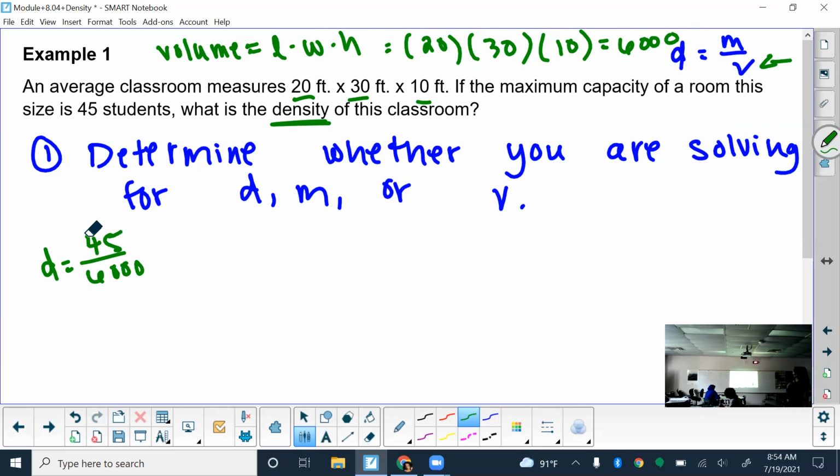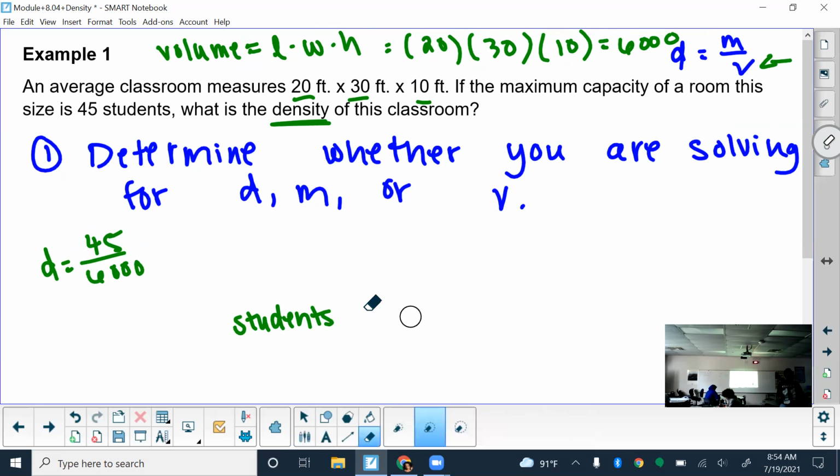So you might think of mass as weight sometimes, but it can also be people, things, right? So we have students per, or actually I'll put a slash, we can get used to seeing those. So we have students per cubic foot or foot cube.